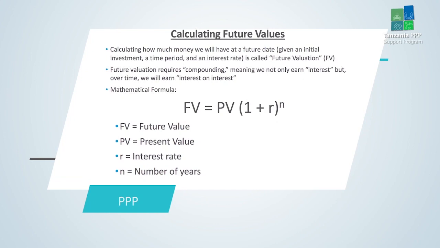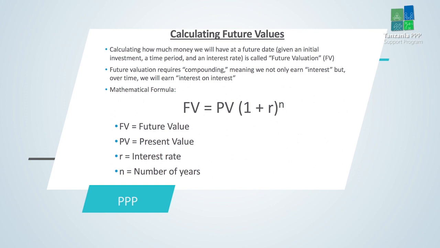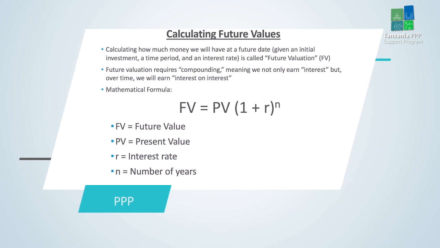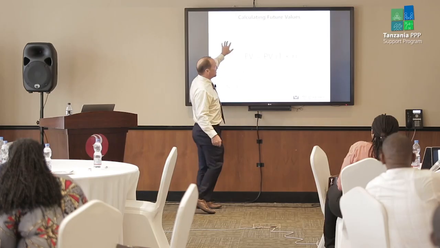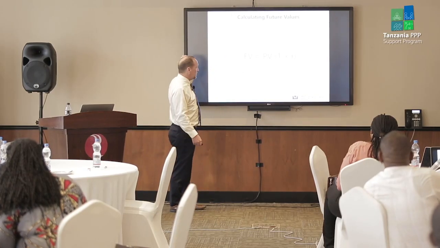So here's the algebra, for those of you who are mathematicians or really like formulas. Here is the algebra for calculating how much money we will have at a future date, given an initial investment, a time period, and an interest rate. That is called future valuation. And oftentimes we can do that in our head, especially for simple numbers. Future valuation also requires something we call compounding.